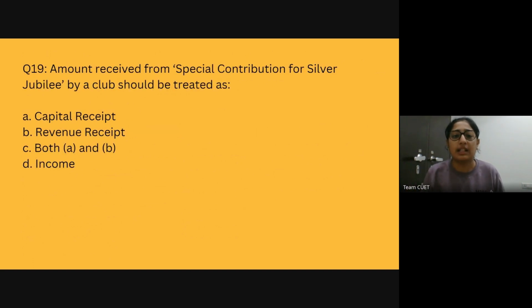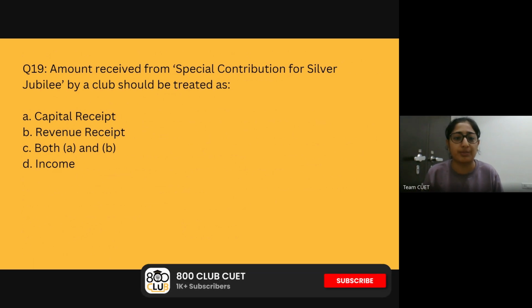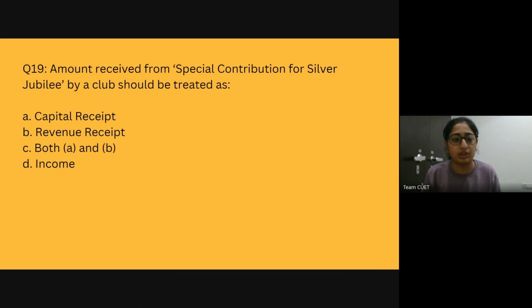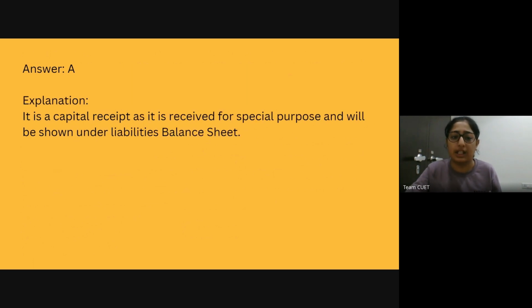Question number 19. The amount that is received from a special contribution for Silver Jubilee by a club should be treated as. The options are A capital receipt, B revenue receipt, C both A and B, or D income. See, if you have read the question well, it clearly says special contribution, or I can say special donation. Since it is a special thing, we do not receive it regularly. So it will be considered a capital receipt. The answer to this question is option A, that is capital receipt.